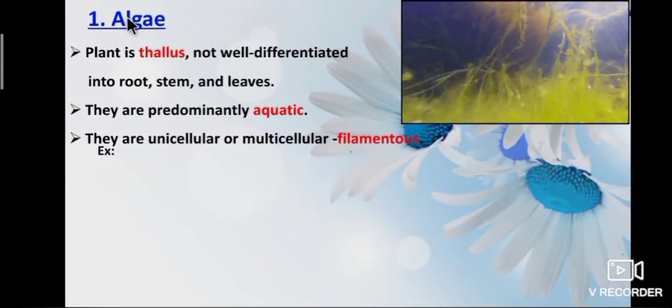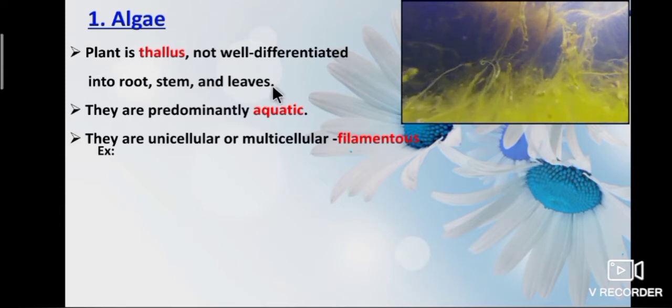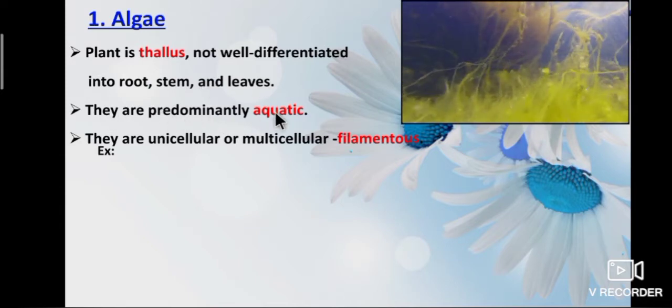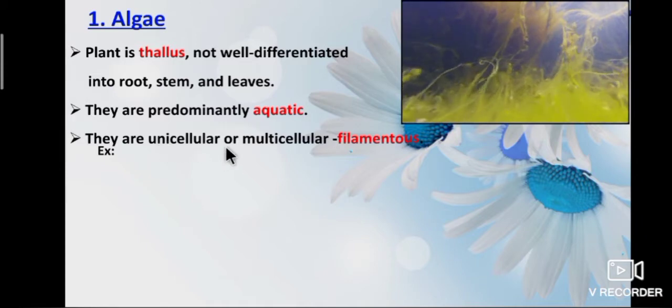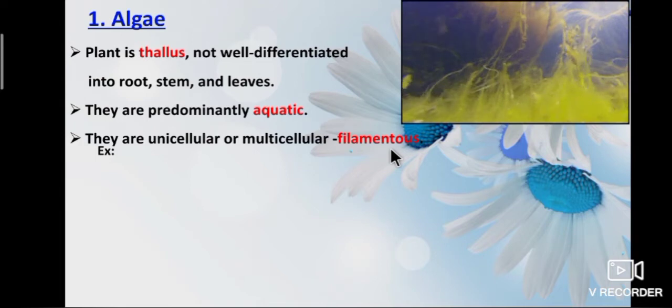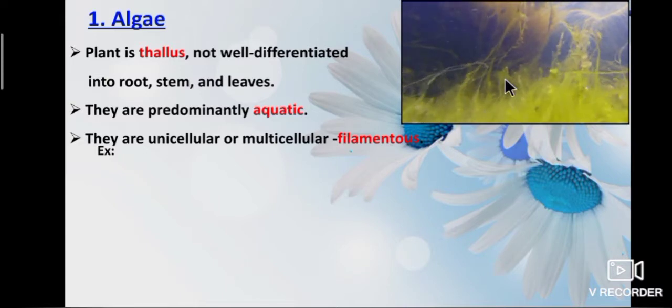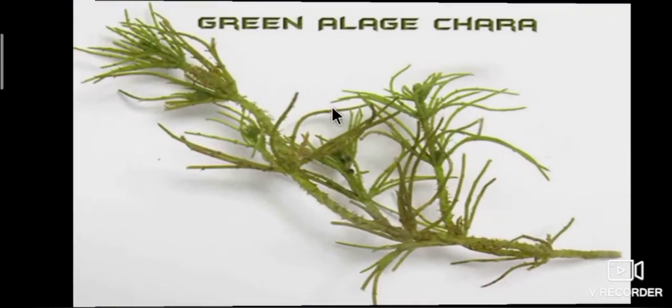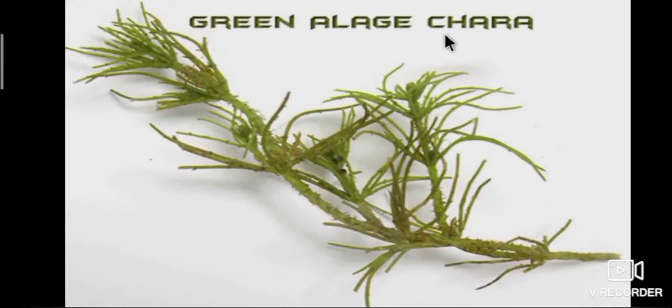First we will study about algae. Plant body is thallus, that means not well differentiated into root, stem and leaves. They are predominantly aquatic. They are unicellular or multicellular and filamentous. Filamentous algae means microscopic plants that link together to form threads or mesh-like filaments. See the picture, you get an idea. For example, green algae Chara plant.